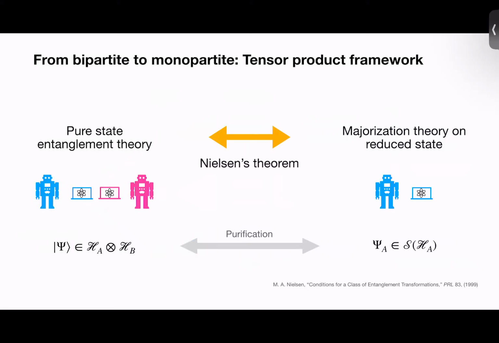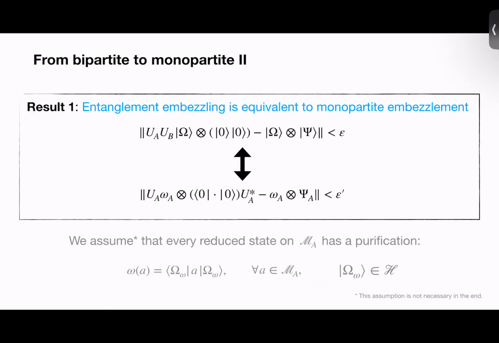And we want to do the same for embezzlement. So the first result that we derived was that whenever you map with local unitaries this omega state, tensor product state, to some entangled state with a small error, this is equivalent to saying that you do the transition on the marginals only. Little omega A is the marginal of big omega, psi is the marginal of psi, and these two are completely equivalent. So just as in the usual entanglement theory, we can reduce everything to just the local setting, which is nice because we don't have to think about the two parts.